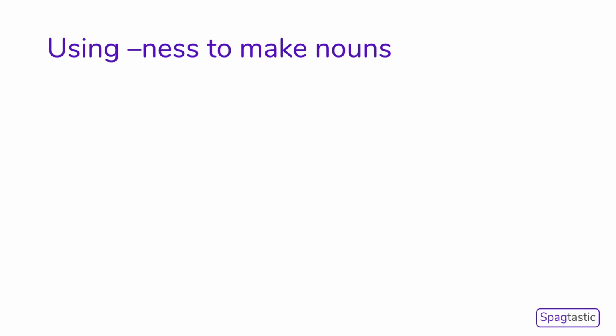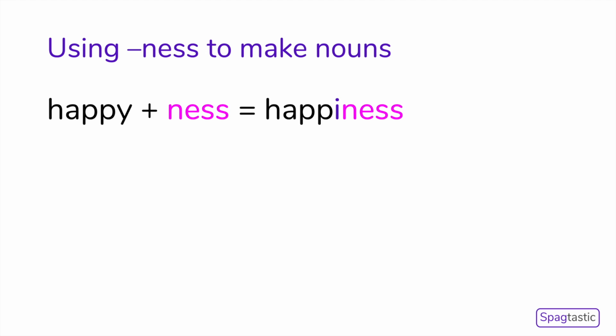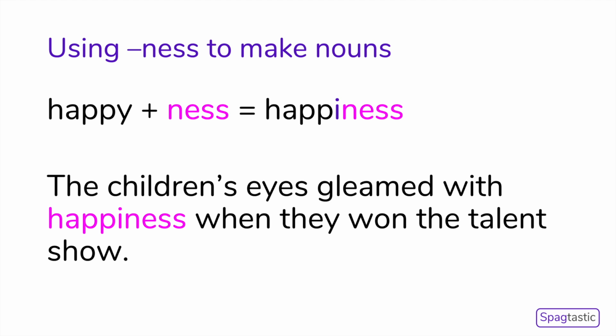Here is another example. You'll notice this time we have the root word happy. Happy ends in a consonant P and the letter Y. And the rule is if a word ends in a Y, we change our Y to an I and we add the suffix -ness. So happiness is spelt happiness. The children's eyes gleamed with happiness when they won the talent show.